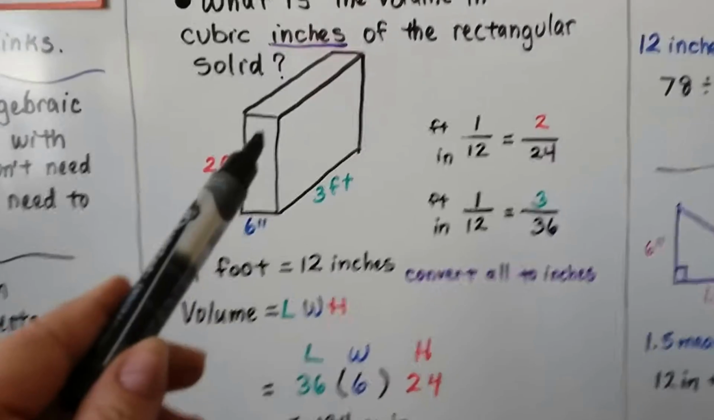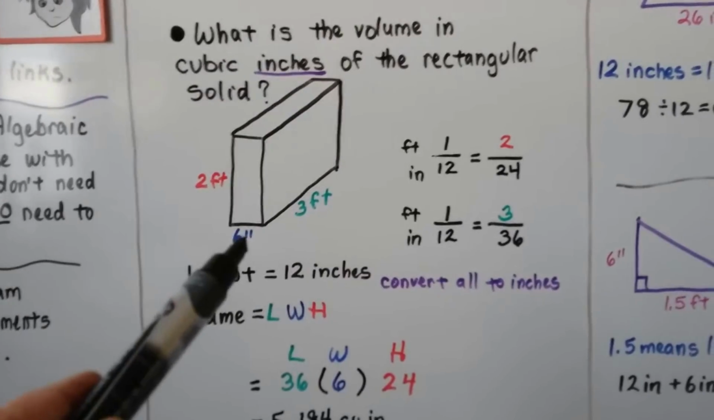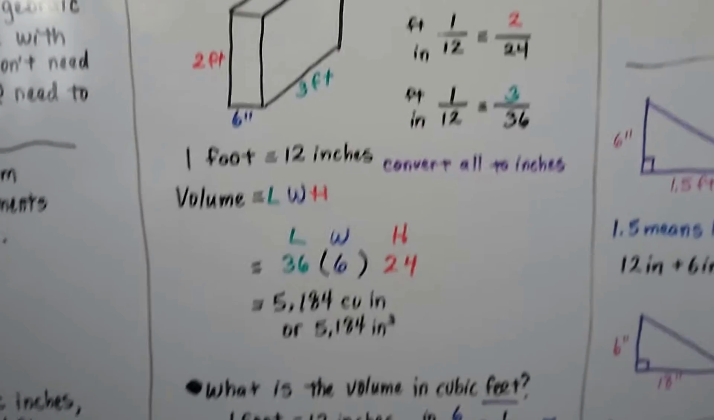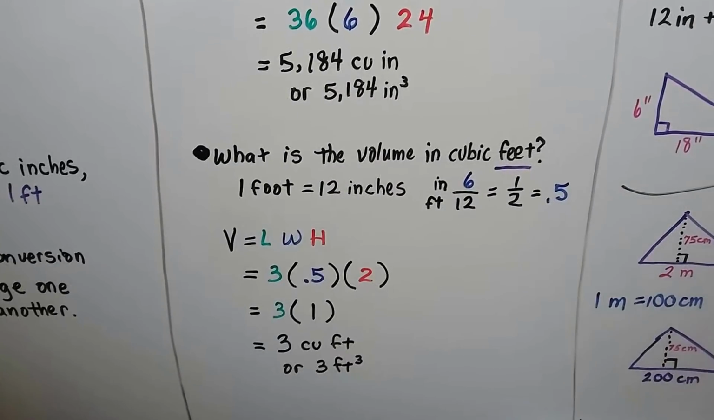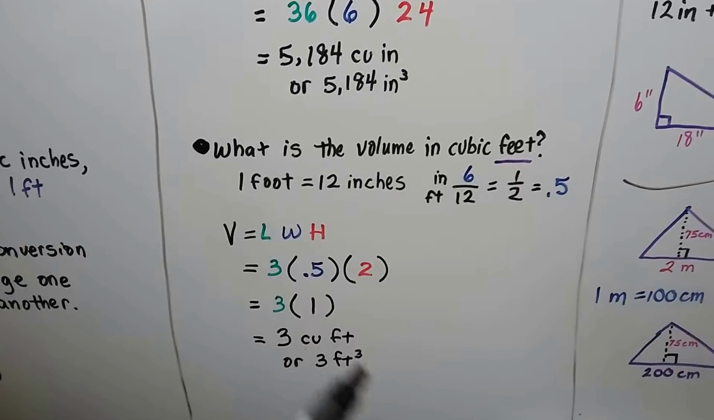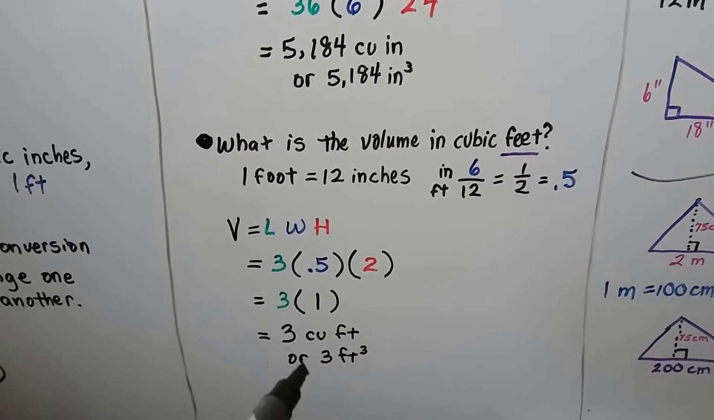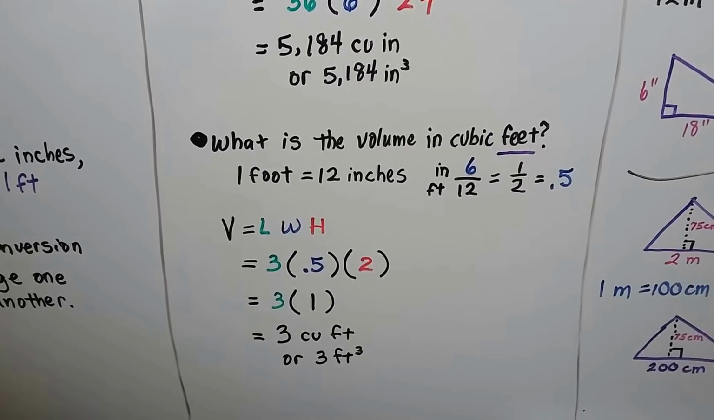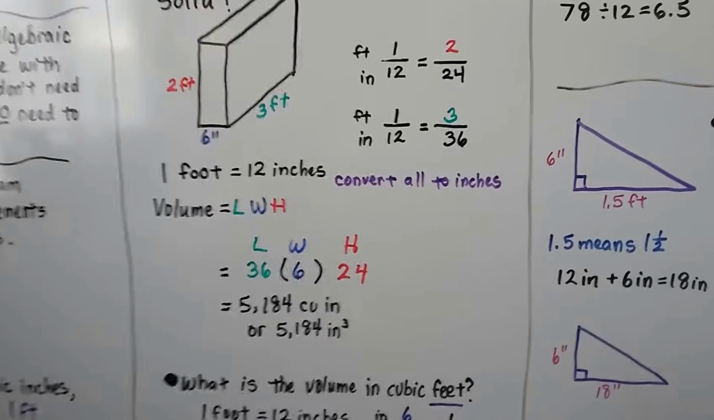Now, what if it wanted all the answers to be in feet? Well, then we'd have to convert that to feet, and 6 inches is half a foot. So we would do 3 times 0.5 times 2, and we'd get 3 cubic feet. 0.5 times 2 is 1, so 3 times 1 is 3. It would be 3 feet cubed. See? So we do the conversion before we start doing the math, okay?